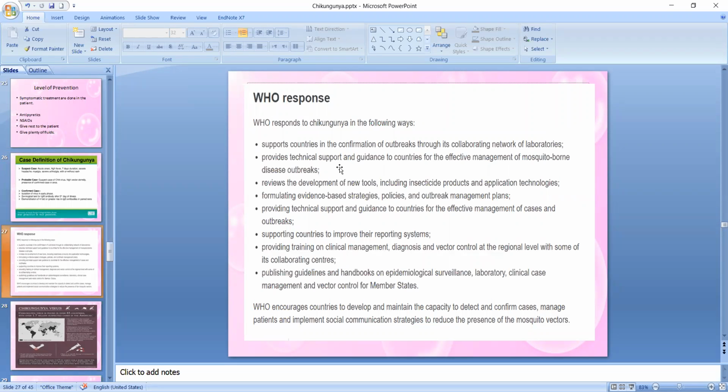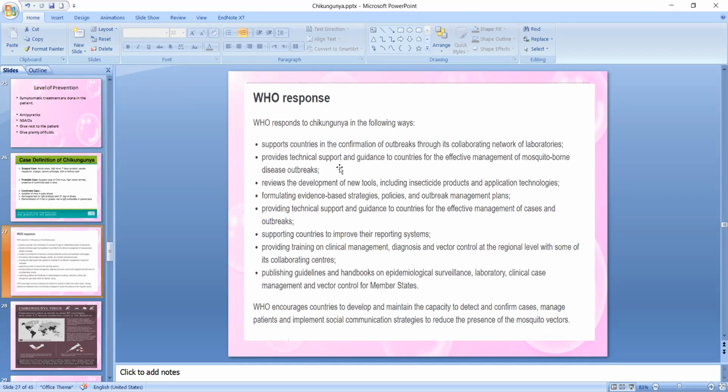WHO response. How does WHO respond to chikungunya? It supports countries in the confirmation of outbreaks through its collaborating network of laboratories, provides technical support and guidance to countries for the effective management of mosquito-borne disease outbreaks, reviews the development of new tools including insecticide products and application technologies, formulates evidence-based strategies, policies and outbreak management plans, provides technical support and guidance to countries for the effective management of cases and outbreaks, supports countries to improve their reporting system, provides training on clinical management, diagnosis, and vector control at the regional level with some of its collaborating centers, and publishes guidelines and handbooks on epidemiological surveillance, laboratory, clinical case management, and vector control for member states.